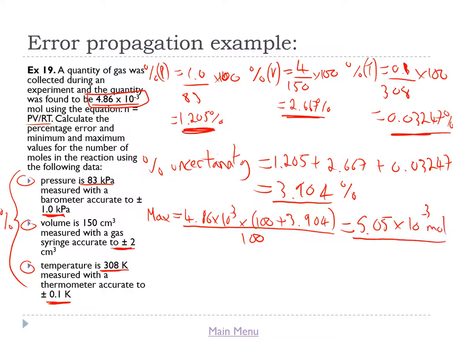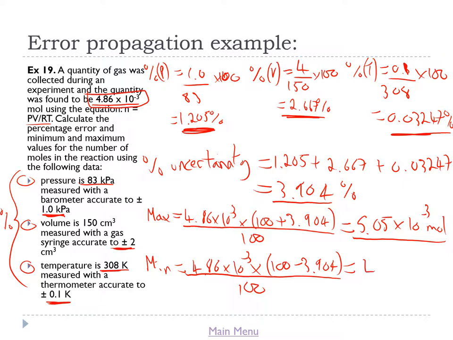And our minimum value equals, again, our measured result, this time multiplied by 100 minus our error, 3.904. And then again, divide the whole thing by 100. And that will come to 4.67 times 10 to the minus 3 moles.